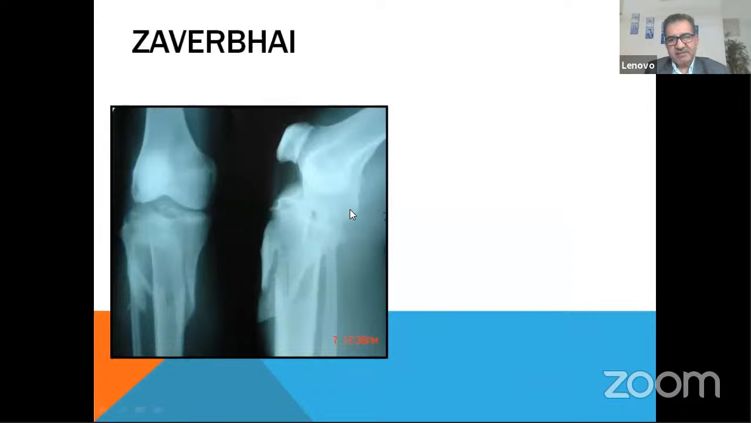Another patient. This was 15 years ago when there was no CT scan in my town, and I could not do a CT scan, but I just took lateral X-rays and the oblique X-rays. And this is a very bad, nasty injury. There you can see that the ACL also is involved, and the tibial spine is fractured.